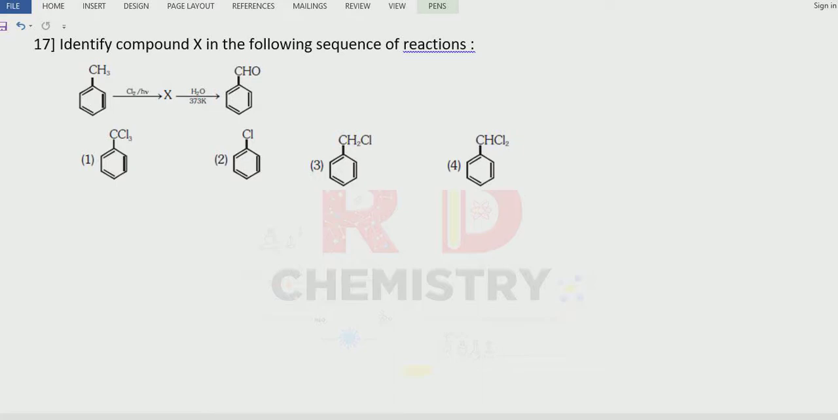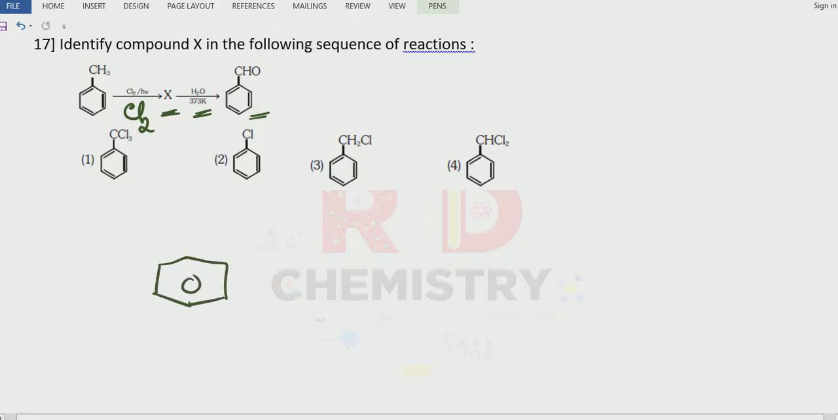Identify the X in the following sequence of reactions. There is toluene. Toluene is subjected to chlorination with Cl2 in the presence of sunlight. X is formed, which is hydrolyzed to give benzaldehyde. Now let us see. Toluene reacts with chlorine in the presence of sunlight, h nu. So free radical chlorination takes place on the methyl group.